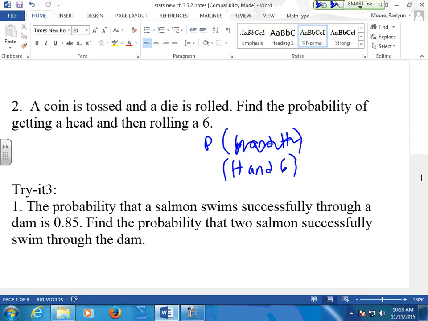Does a coin affect my rolling of my die at all? No. So what's the probability that I get a heads? 1/2. What's the probability that I roll a 6? 1/6. And I multiply. 1 out of 12. My chance is 1 out of 12 of getting this combination.